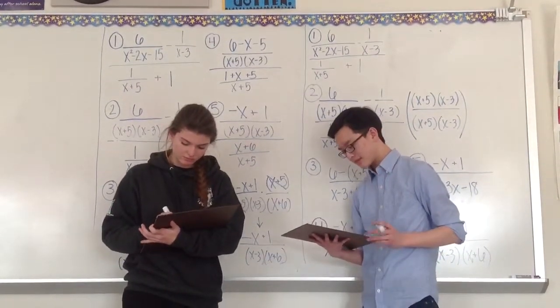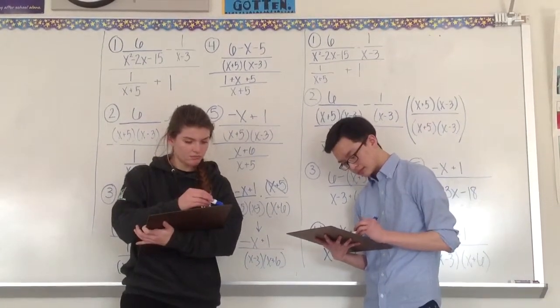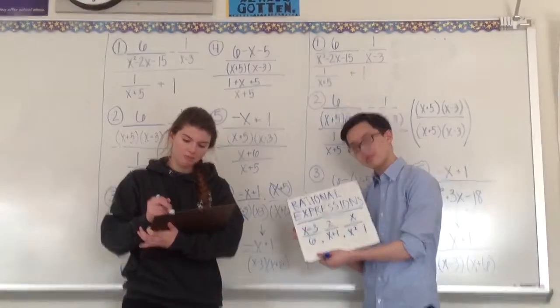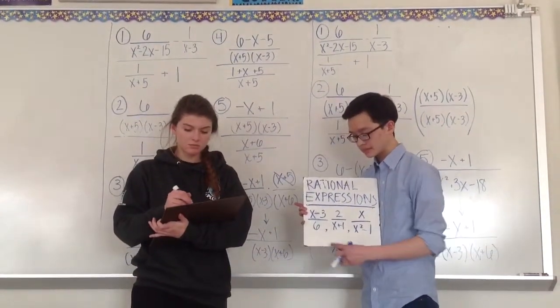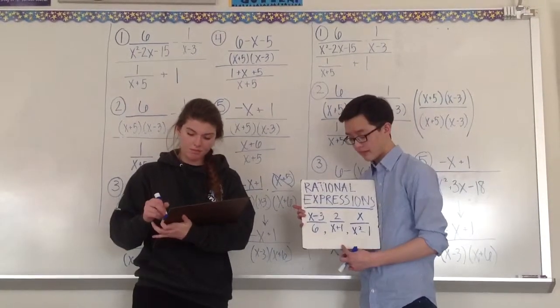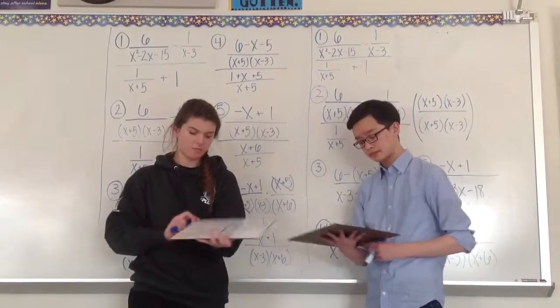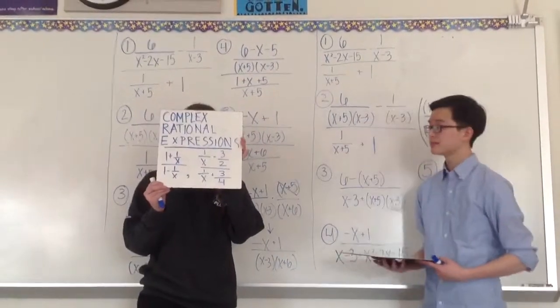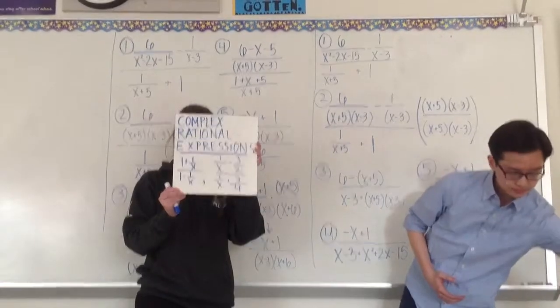Before the commercial break, our two contestants solved the complex rational expression. For a reminder of what a rational expression is, a rational expression is the quotient of two polynomials. For example, x minus 3 over 6, 2 over x plus 1, or x over x squared minus 1. Complex rational expressions, also known as complex fractions, are numerators or denominators containing one or more rational expressions.